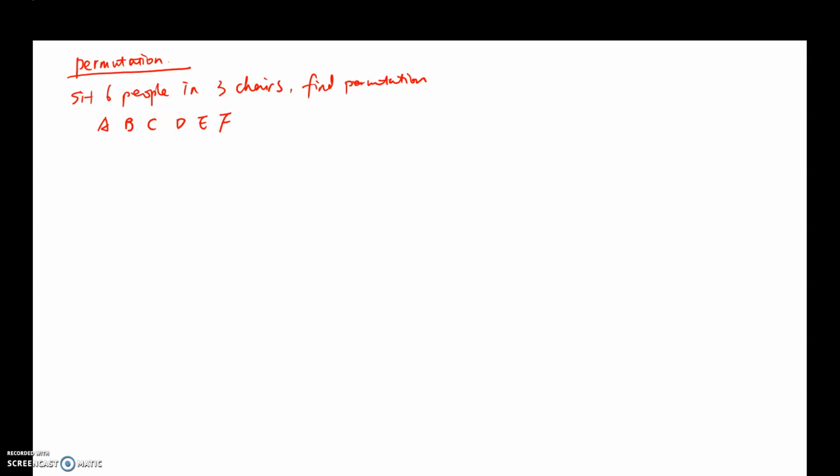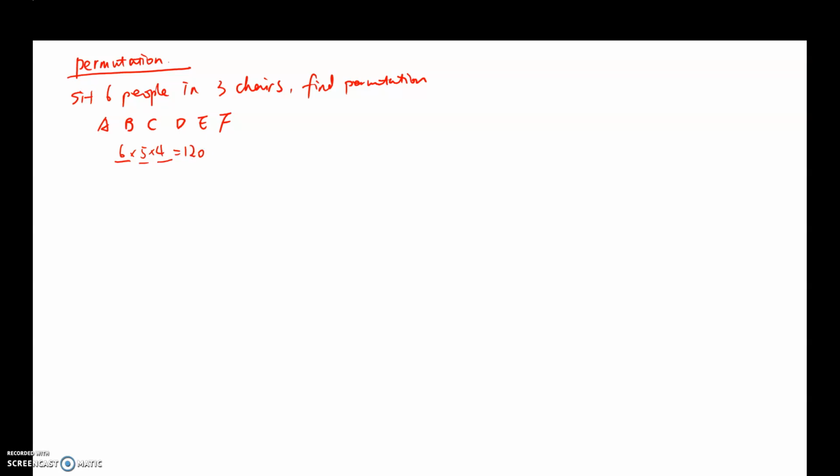Okay, so if I want to sit them in 3 chairs, we've already learned how to do that. As we've got 6 people, A, B, C, D, E, F, and I want to sit these 6 people in 3 chairs and find the permutation, last lesson we learned that with 3 chairs, that's going to be 6 times 5 times 4, that's 120.